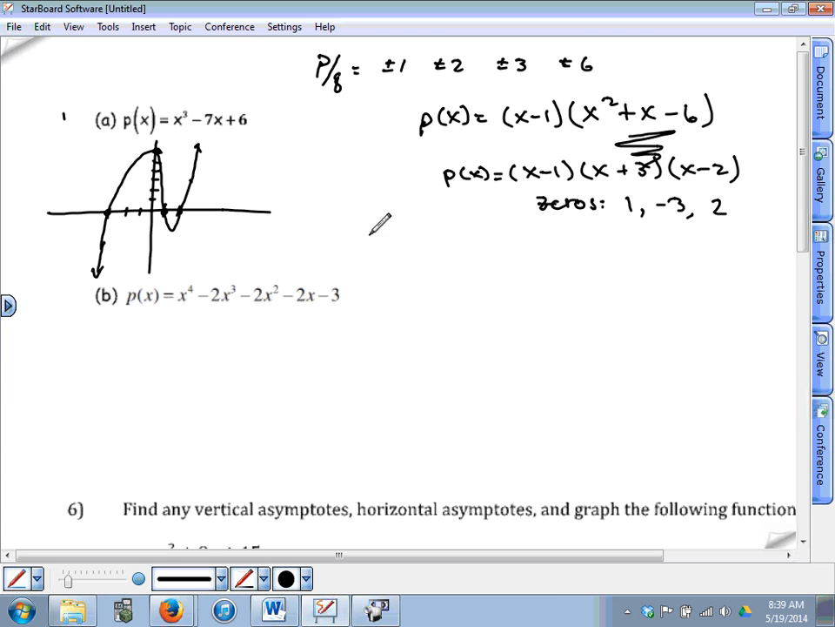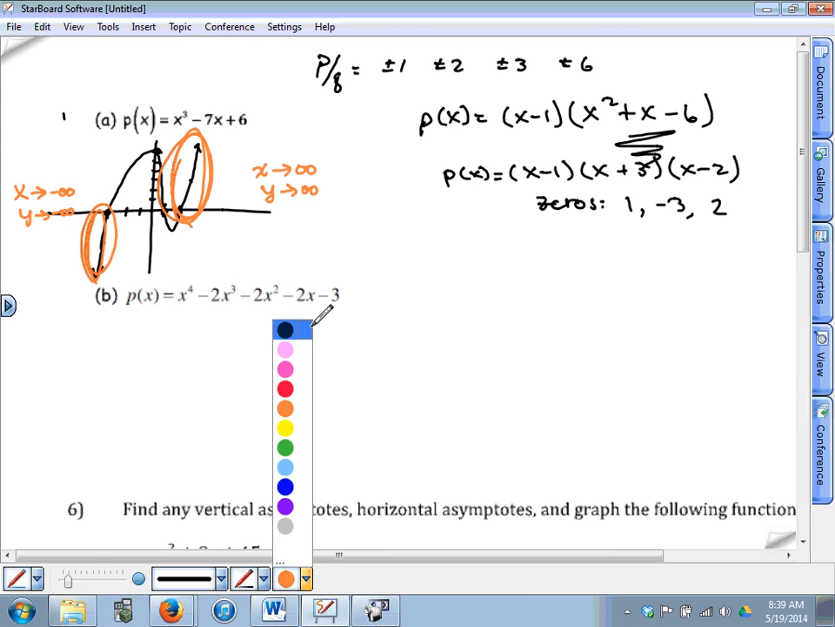Then it asks for the end behavior. So how would you describe this end behavior right here? X goes to infinity, y goes to infinity. This one here, x goes to negative infinity, y goes to negative infinity. That's the end behavior. All right, moving on. Sorry, I know I'm going real quick. I want to try to get this one done.